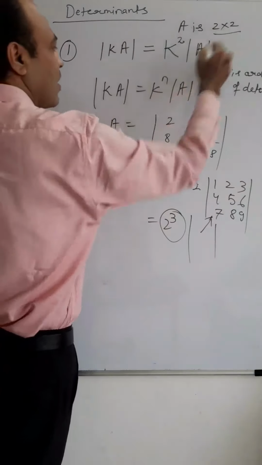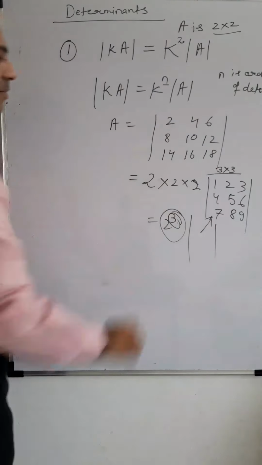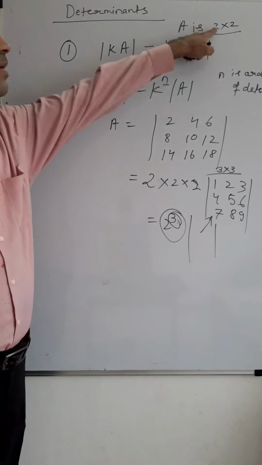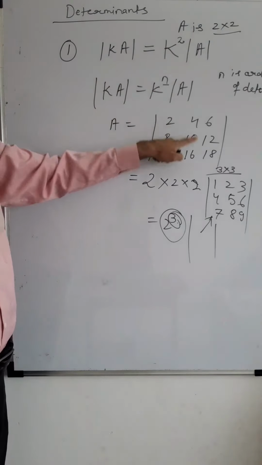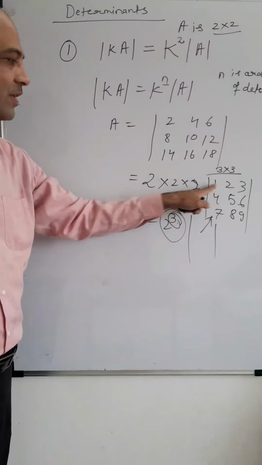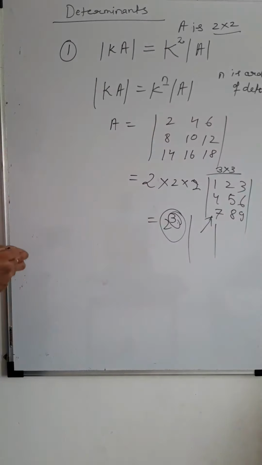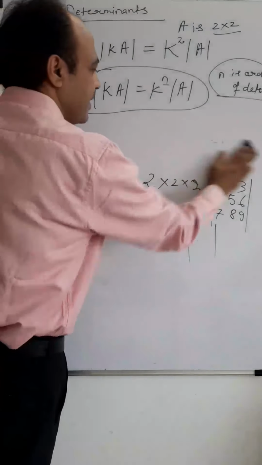Same way, what is the order? n came 2 to the power 3. It is a 3 cross 3 determinant. Fine. So this property: the constant when you take it outside, that order is the power it takes. If it is 2 cross 2, k square. If it is 3 cross 3 order, the power came 2 to the power 3, k to the power n, and k is the constant which is common to everyone. Fine. So this property is useful, and n is the order of the determinant. Clear here? Next we will go to the next property in determinant.